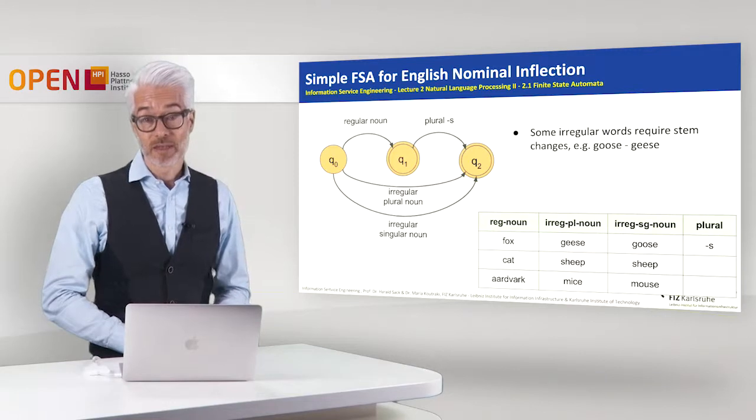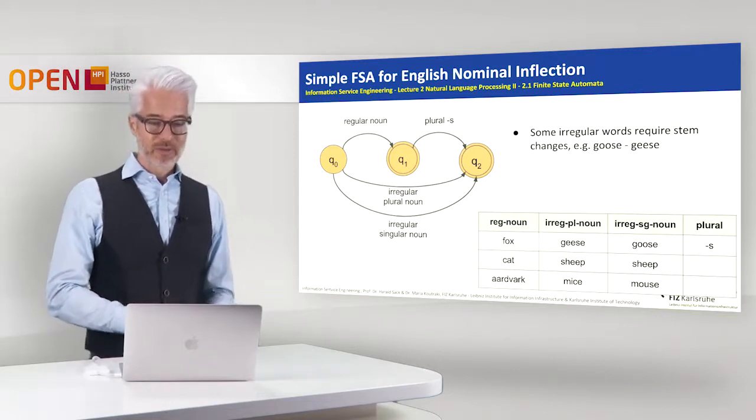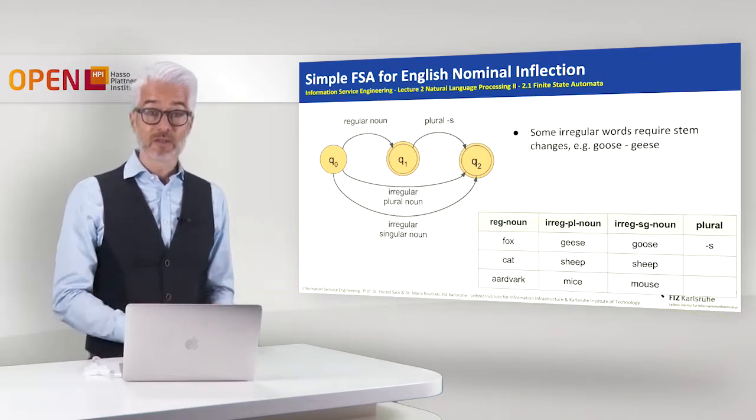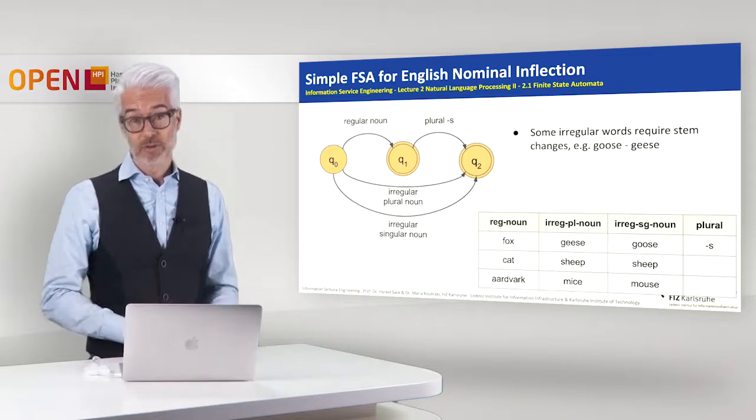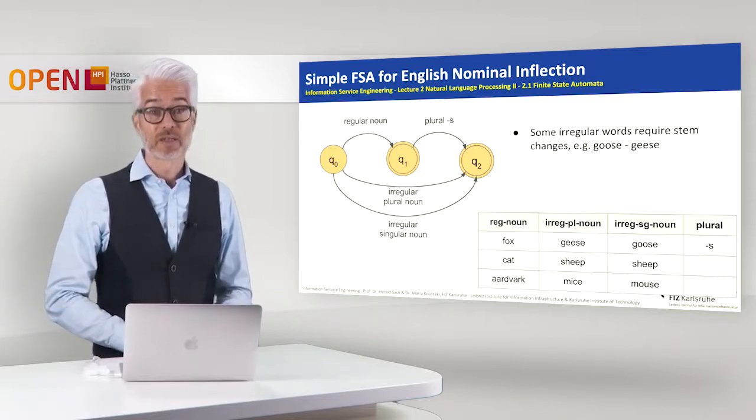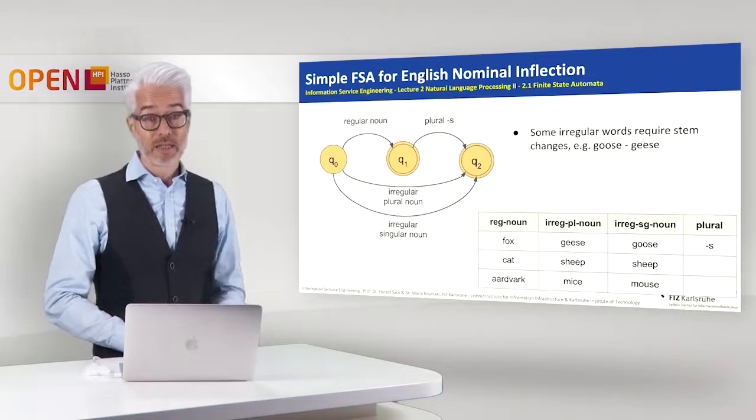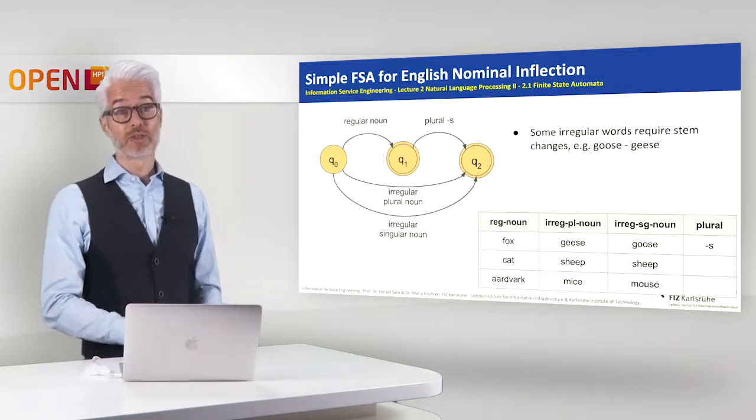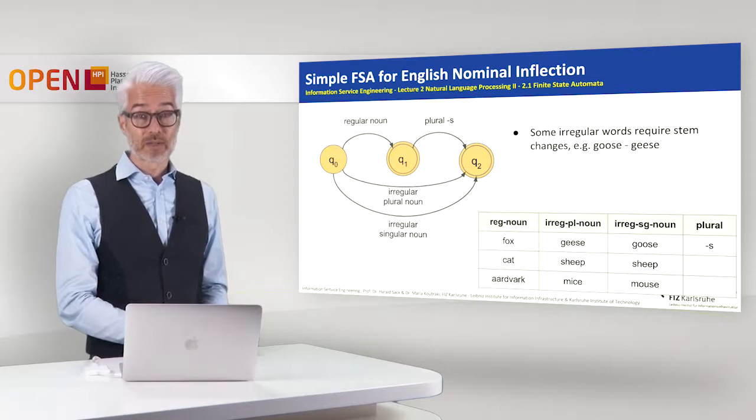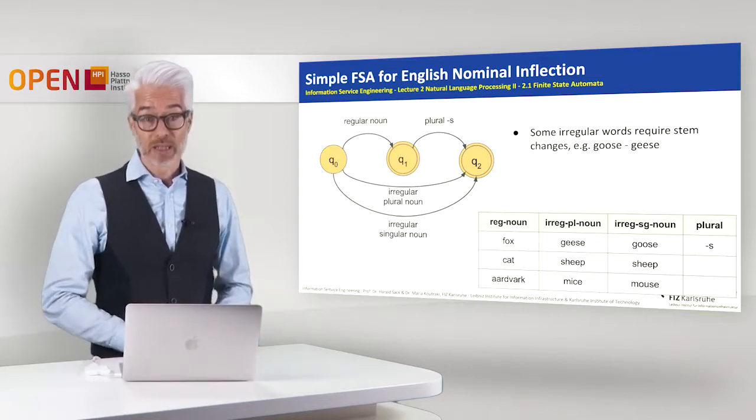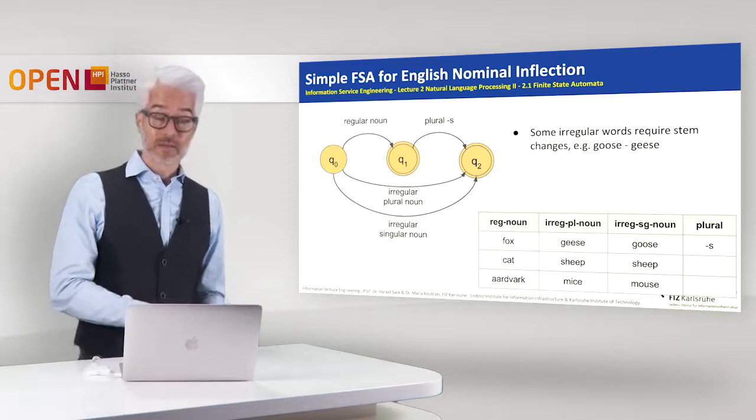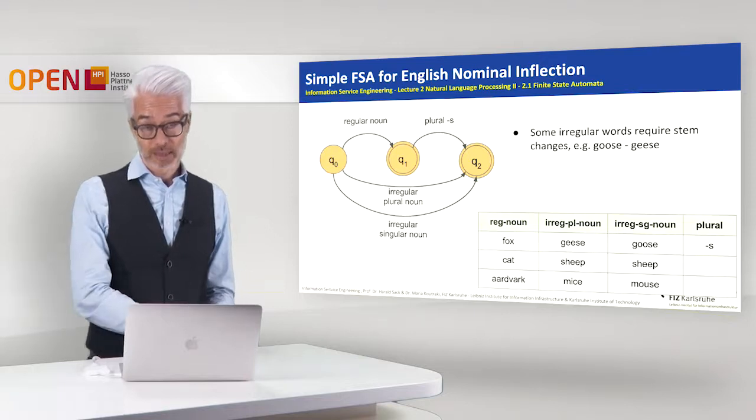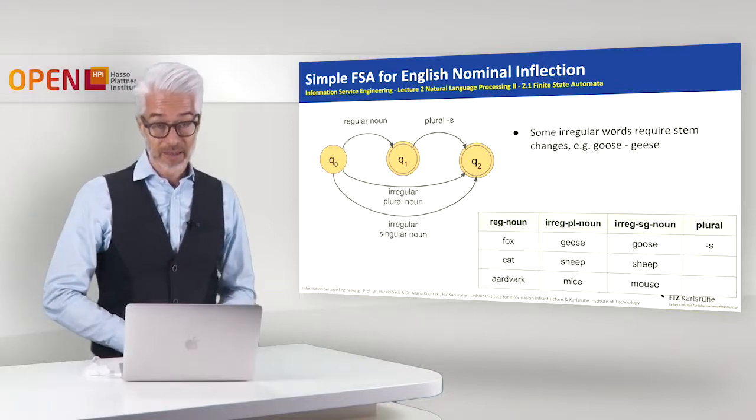But of course, this is not really all. Also, in English, you have to consider nominal inflections, for example, to form the plural. Not only do we have the plural S, we have lots of so-called irregular plural nouns. But also there are so-called irregular singular nouns, and they nevertheless have to be determined. So you need an automaton which is able, first of all, to determine what is a regular noun. Then, for the regular noun, to determine, okay, now we add a plural S, or also to start in the initial state and then to determine, oh, this is an irregular plural noun. So we can directly proceed to the accepting state.